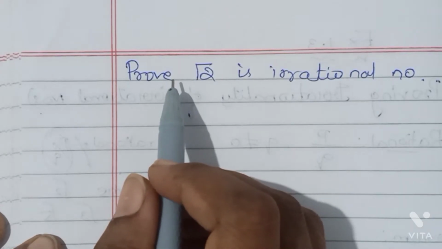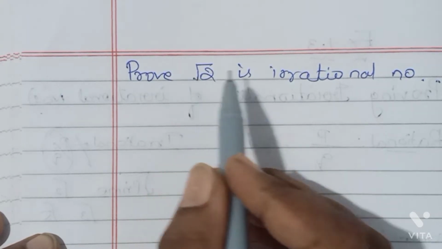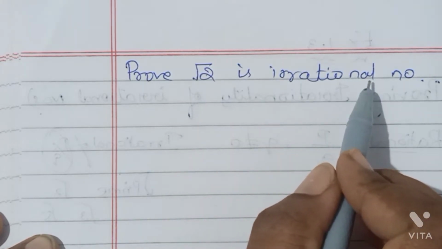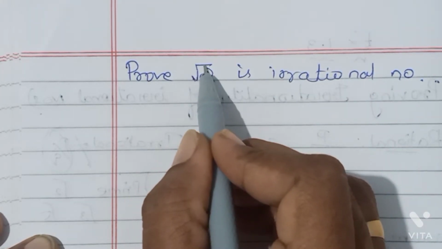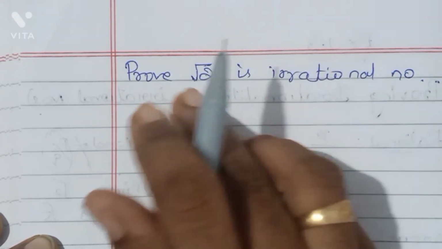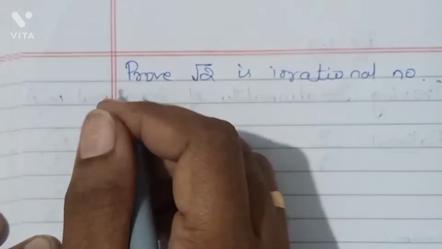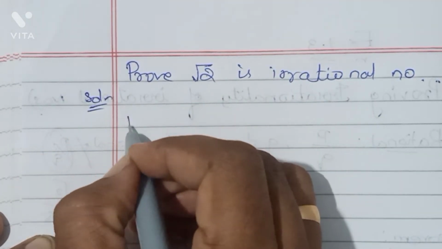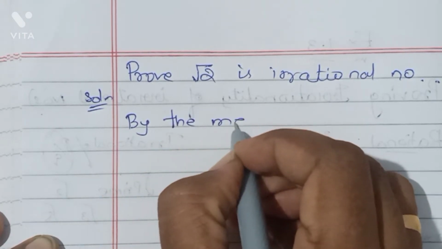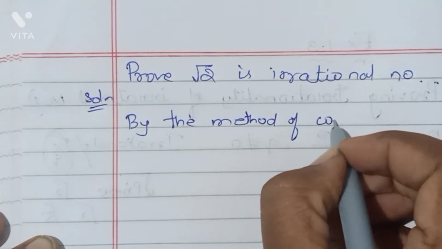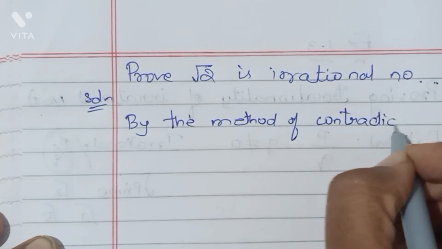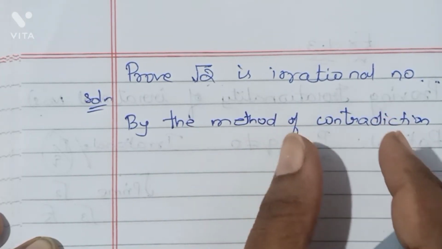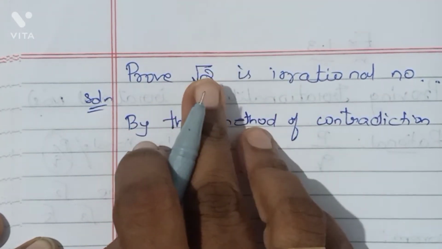First of all, let us see how to prove that the square root of 2 is an irrational number. Just now I told you the square root of all the prime numbers is irrational, isn't it? So now I am going to show that the square root of 2 is an irrational number. We are going to solve this by the method of contradiction. By the method of contradiction, I am going to assume that root 2 is rational.